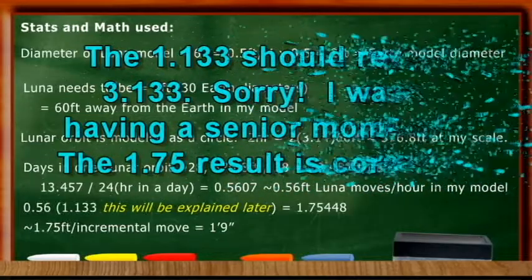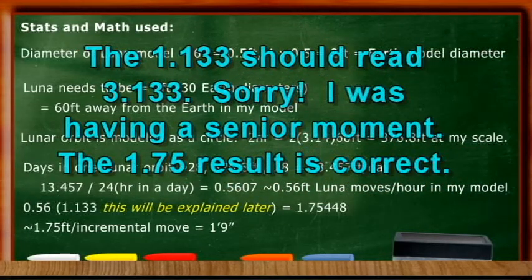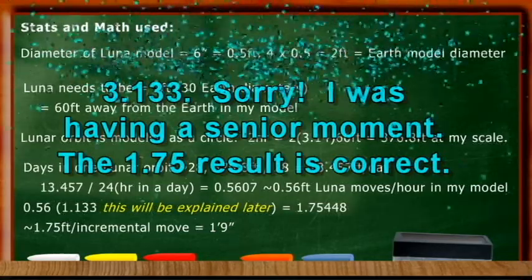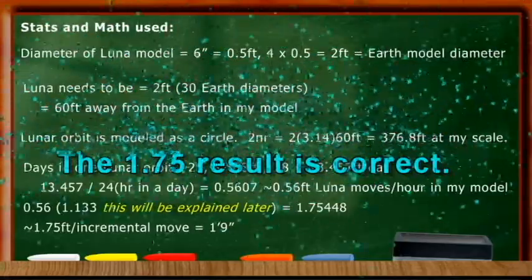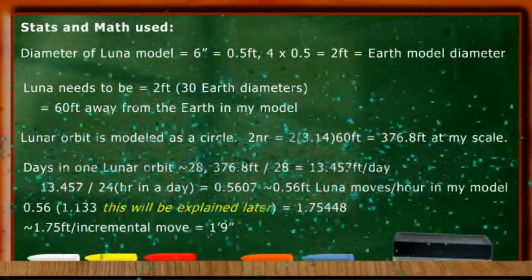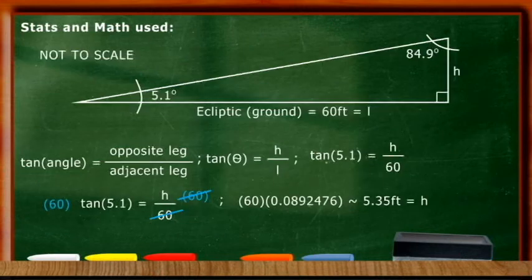But I multiply my 0.56 by that 1.133, and I get 1.75448, which is about 1 3/4, which means my incremental moves are going to be 1 foot 9 inches for the 5 photos I plan on grabbing during the experiment. Okay. Now, the moon's orbit is inclined to the ecliptic, so I had to take that into account doing this model.